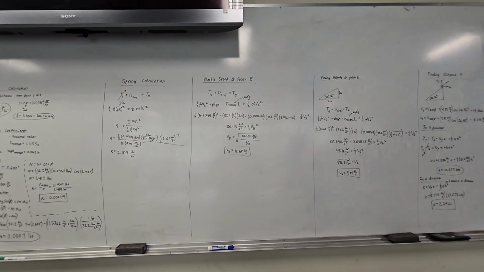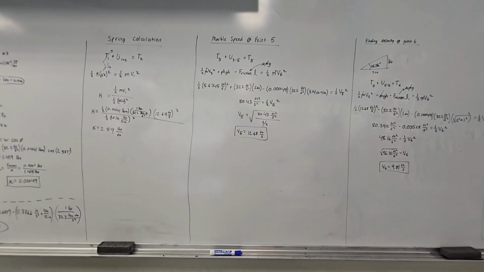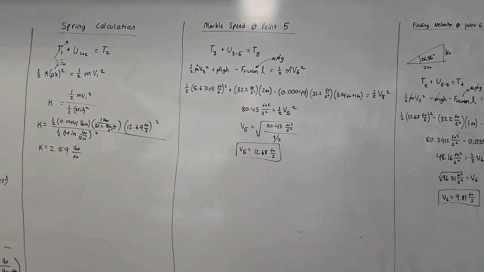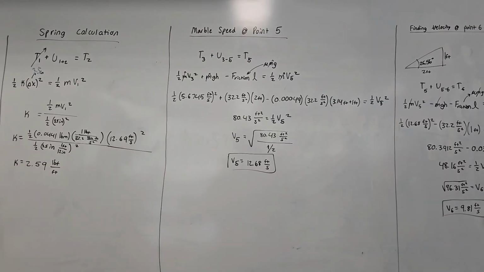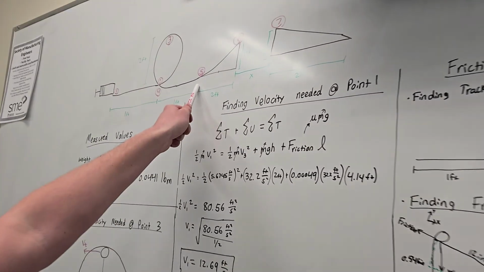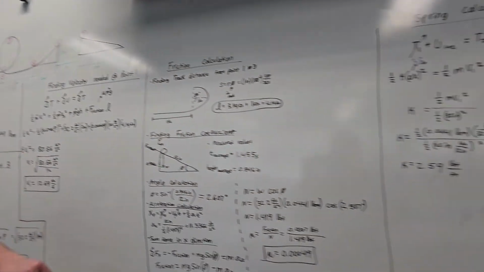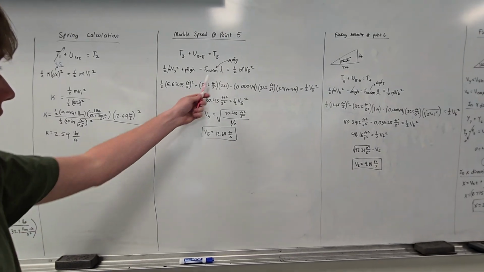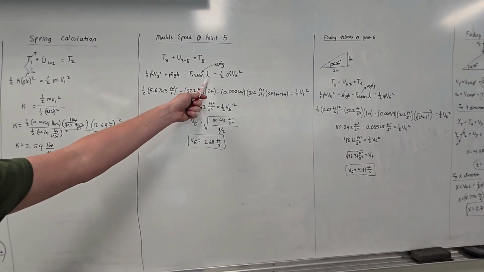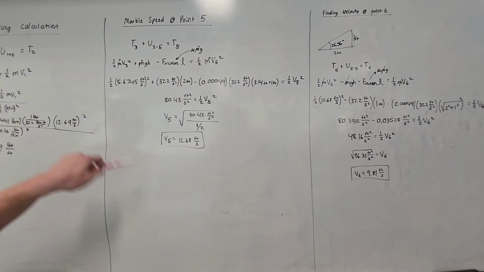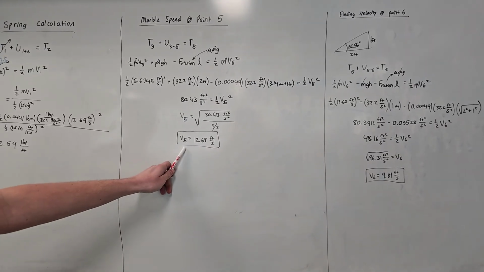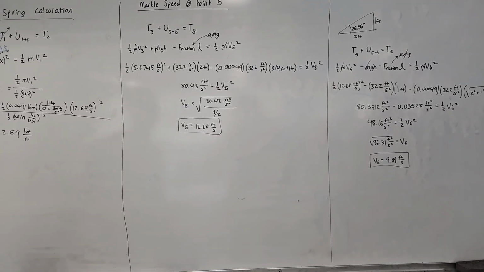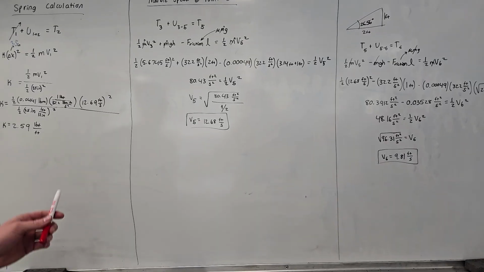So next we wanted to calculate the velocity at point 5 as the marble comes out of the loop. And point 5 is right here in the coaster, and so we wanted to find the velocity there. And so we just did another energy balance. Again, incorporating our friction and then the length that the marble's in contact with the track, we came out to a velocity of 12.68 feet per second at point 5.